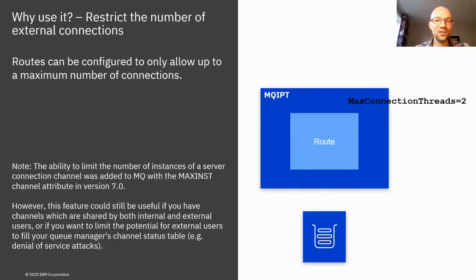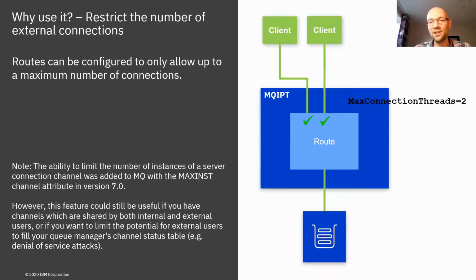Something else that you can do is to only have a specific number of connections allowed in for an MQIPT route. Now this was actually more useful in the past when there was no way of enforcing this on MQ itself. You do have a channel attribute these days which lets you specify the maximum number of SVRCONN channel instances. So this is a little bit less useful now, but it might still be useful to have MQIPT perform a check so you don't have too many connections reaching your queue manager at one time.